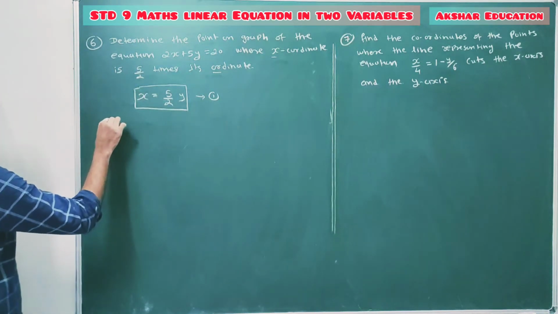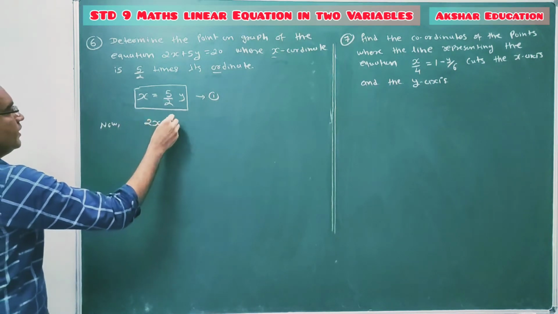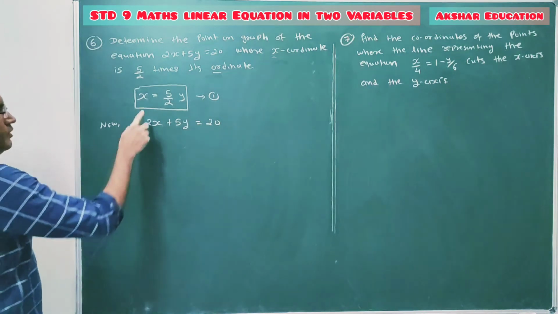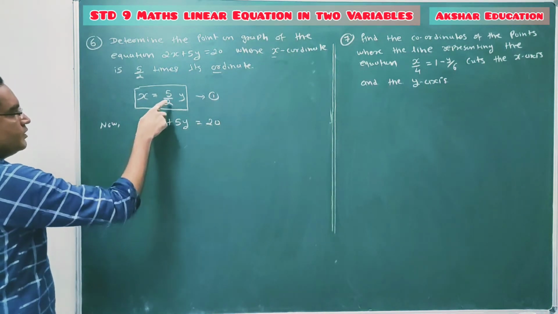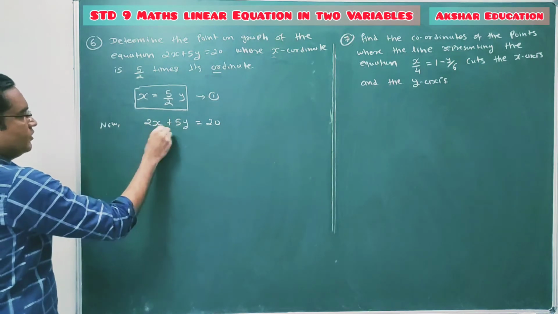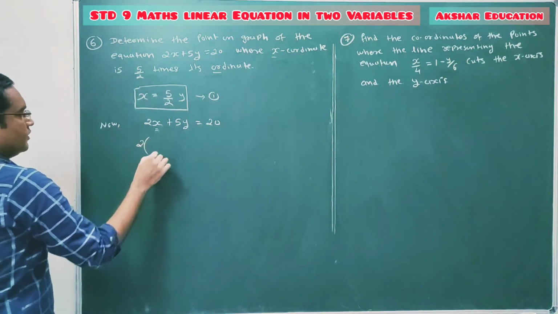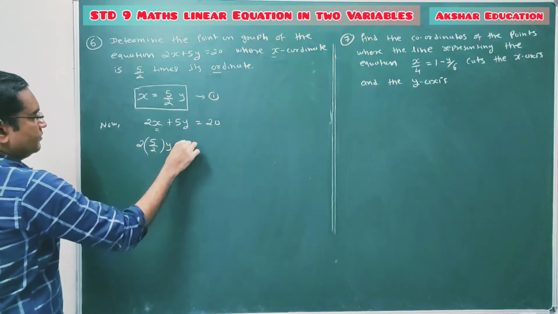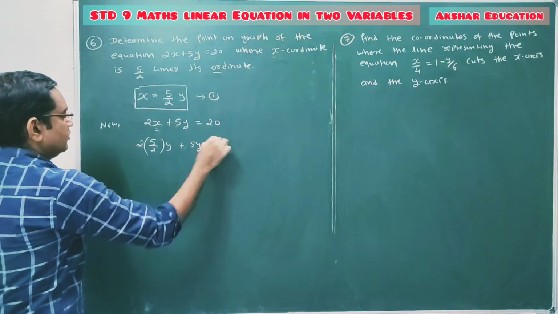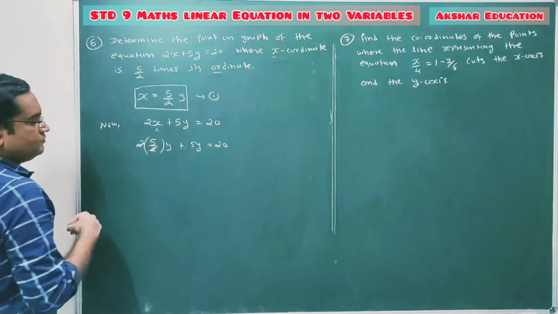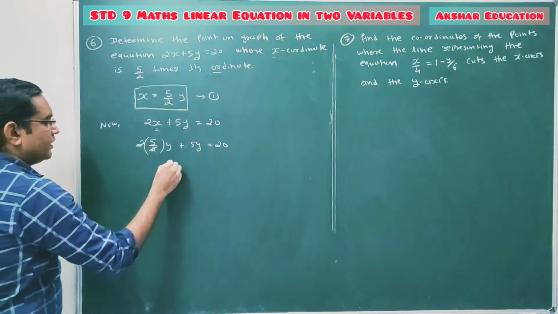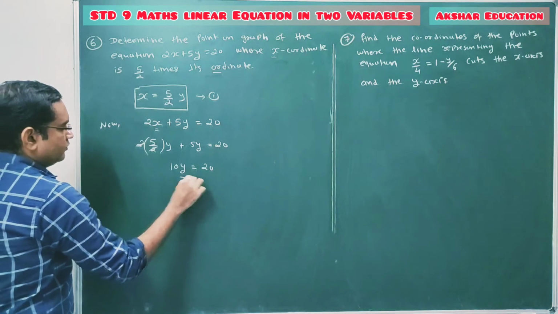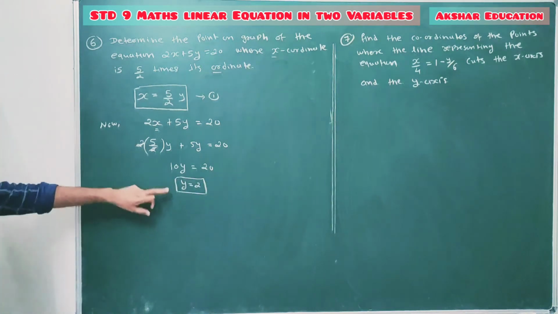So the given equation is 2x plus 5y equal to 20. The x coordinate is 5 by 2 times its ordinate, so put the value of x from equation 1. It's 2 into 5 by 2 into y plus 5y equal to 20. This 2 cuts, so 5y plus 5y, which is 10y, equal to 20. So we are getting y equal to 2. This is the y coordinate.